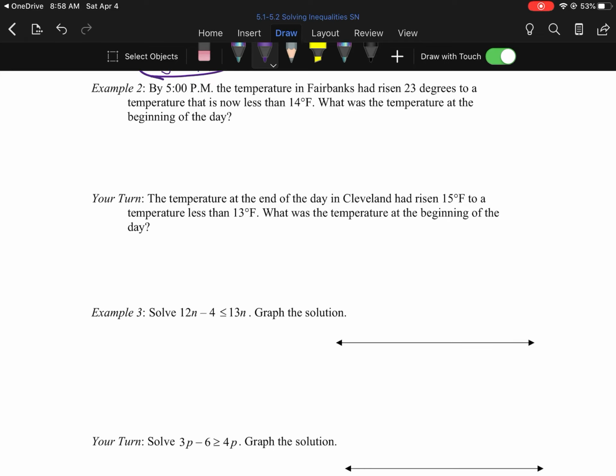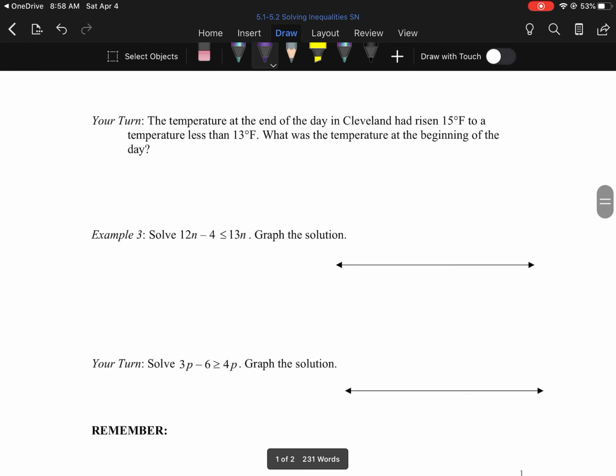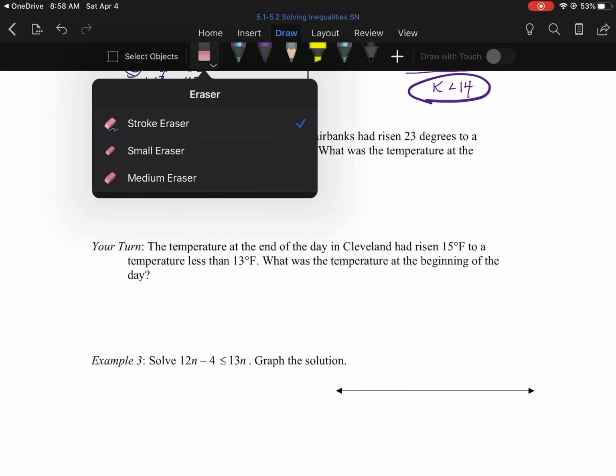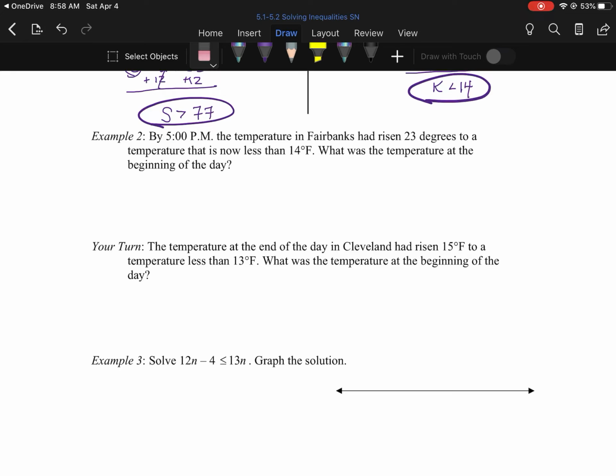Oh, one thing I guess I should mention, if you guys don't have a stylus and want to draw with your finger, you just have to click that draw with touch button, okay? And then unclick it so that way you can move up and down on the page. And look, there's also a little eraser.